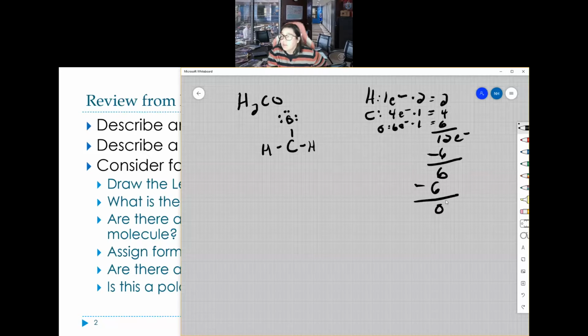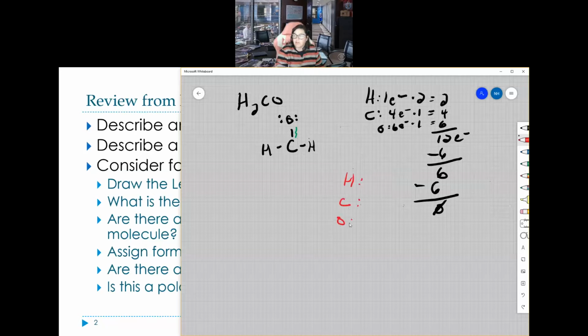Awesome. So everything is taken care of, right? Not so much. Carbon doesn't have a full octet. So how can we take care of that? Well, we can take one of these non-bonding pairs that we have on the oxygen and move that into a double bond between carbon and oxygen. Now, if I do that, does that change anything? Well, okay, let's talk about this. So what are our formal charges here?